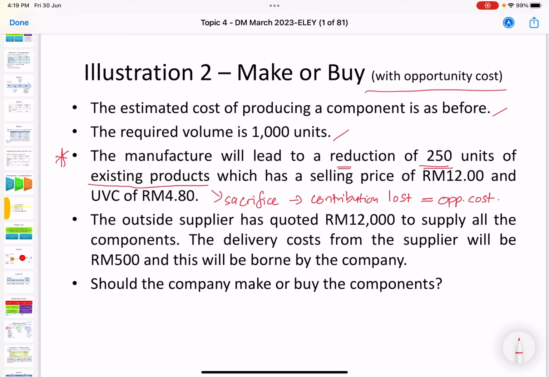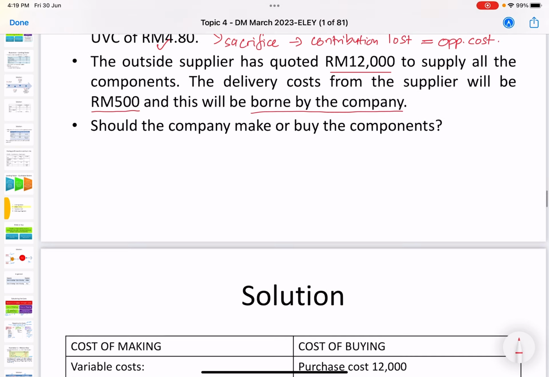However, we know already how much is going to be lost. What is the selling price of the product to be lost? What is the UVC of the product to be lost? So we can easily calculate the opportunity cost. And the outside supplier, if you buy from them, they are going to charge us 12,000 also. Delivery cost will also be 500 borne by our company. So, should the company make or buy the components?